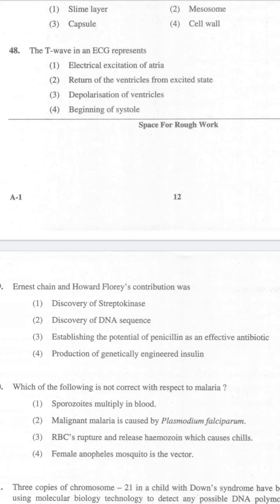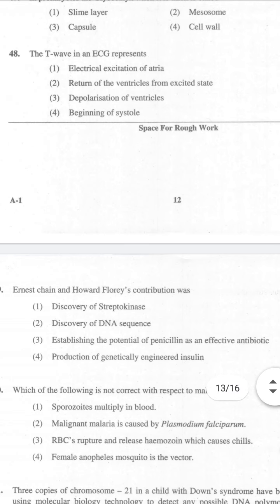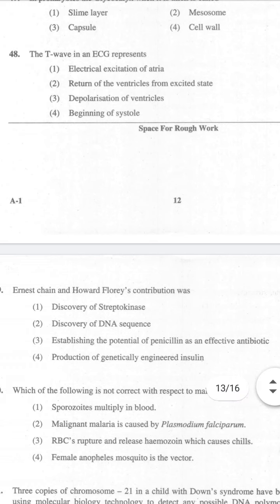So here students, hope you remember the structure. Let's see the options first of all. Option 1, electrical extinction of arteria. Option 2, return of the ventricles from excited state. Option 3, depolarization of ventricles. Option 4, beginning of systole.